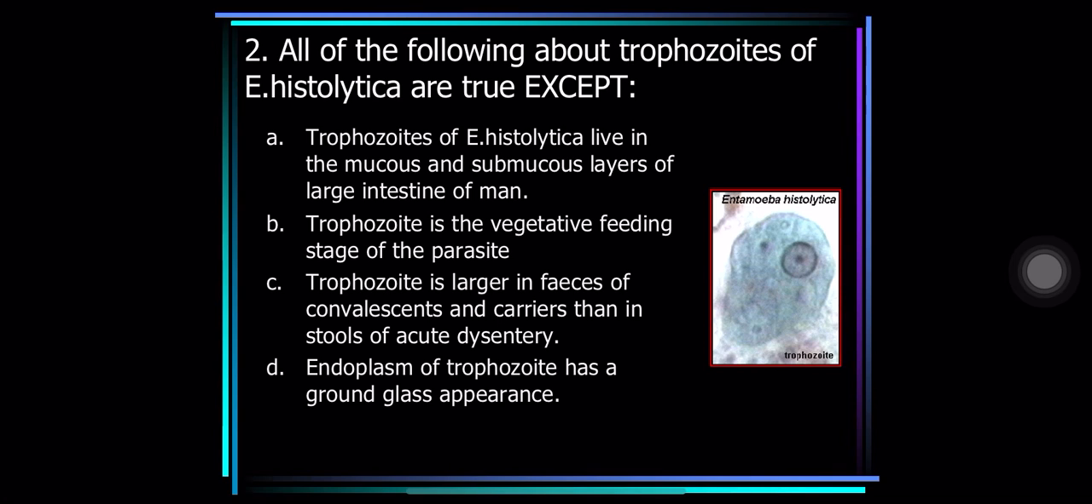Now, trophozoites of histolytica live in the mucosa and submucosa of large intestine. Trophozoite is the vegetative feeding stage, and endoplasm of trophozoite is ground glass in appearance. So, options A, B, and D are correct, while trophozoite is larger in case of acute dysentery and smaller in case of convalescents and carriers. So, option C is false. So, the correct option here is option C.